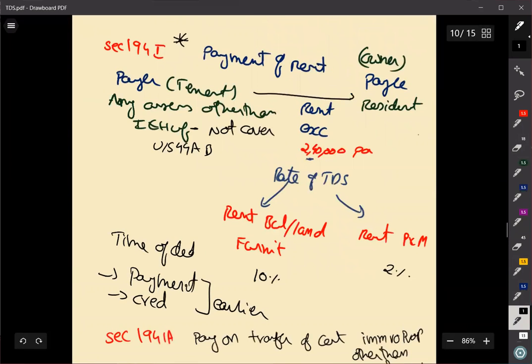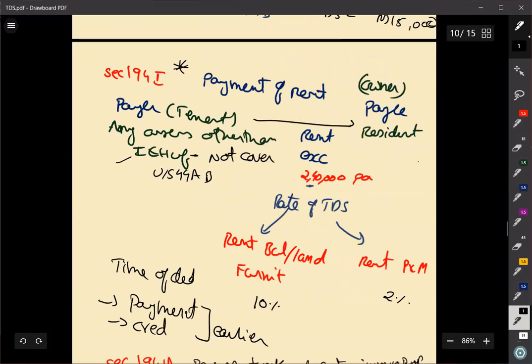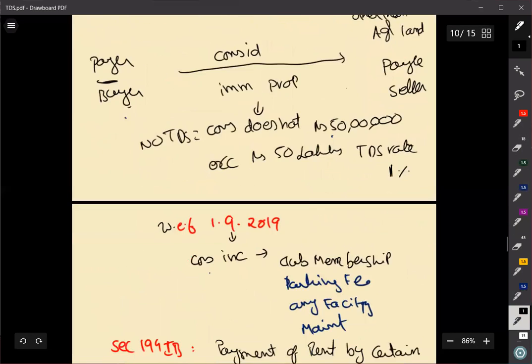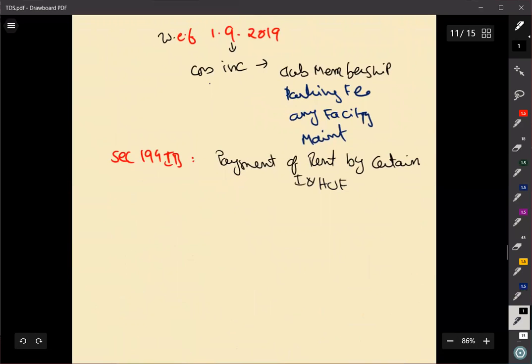If you go to 194I, individual and HUF are not covered. Individual and HUF will be covered only if they are subject to tax audit. If they are not covered under tax audit, 194I is not going to be applicable. Whereas 194IB specifically says this section is applicable only to an individual and an HUF, certain ones, not all the people.